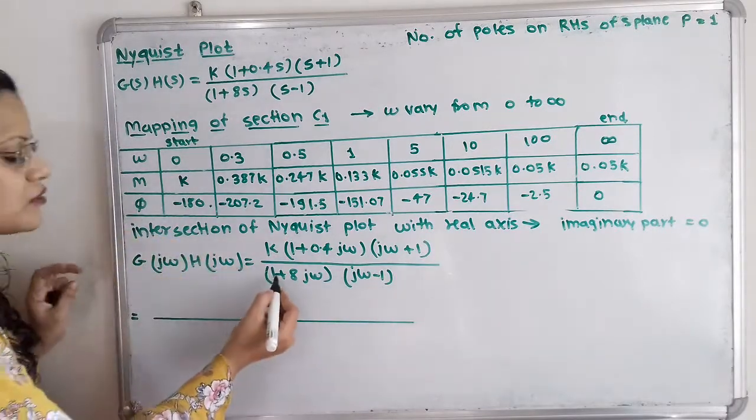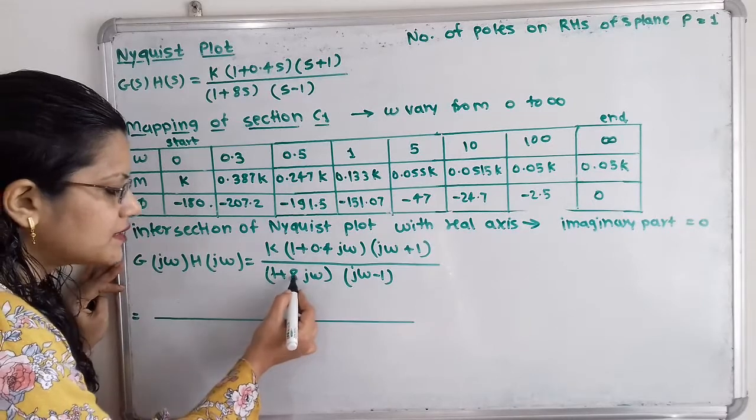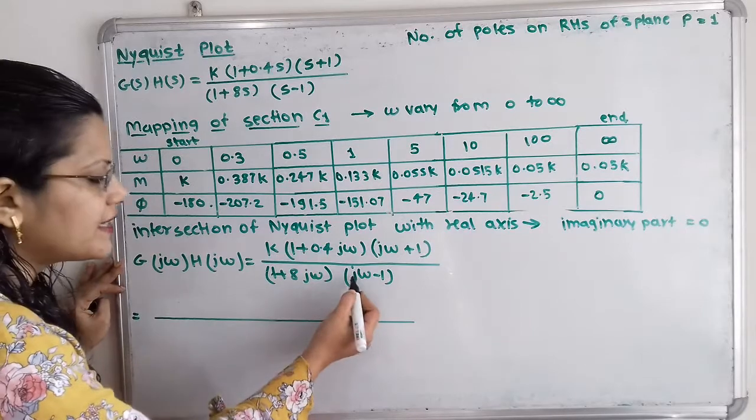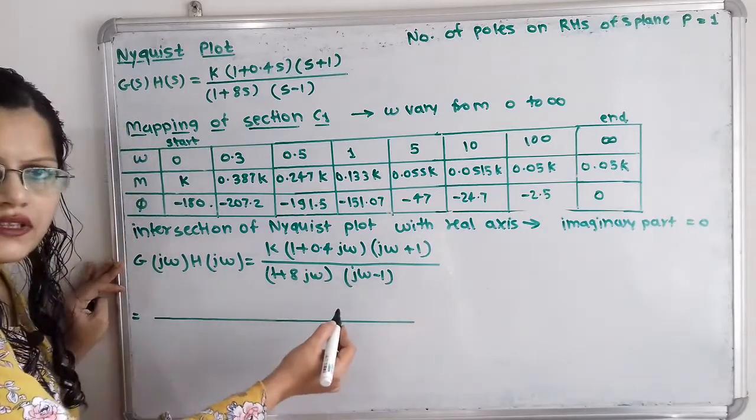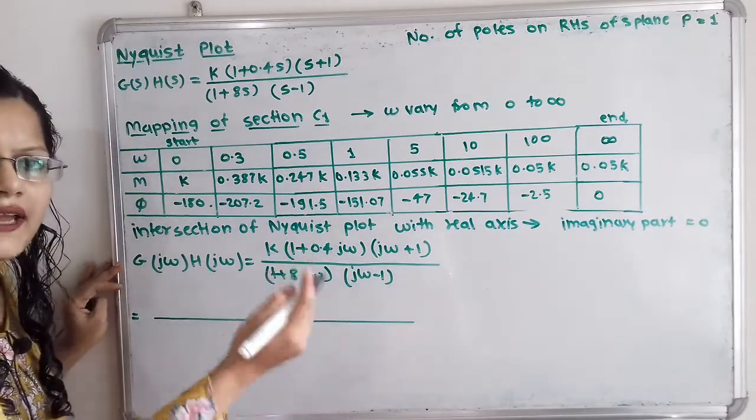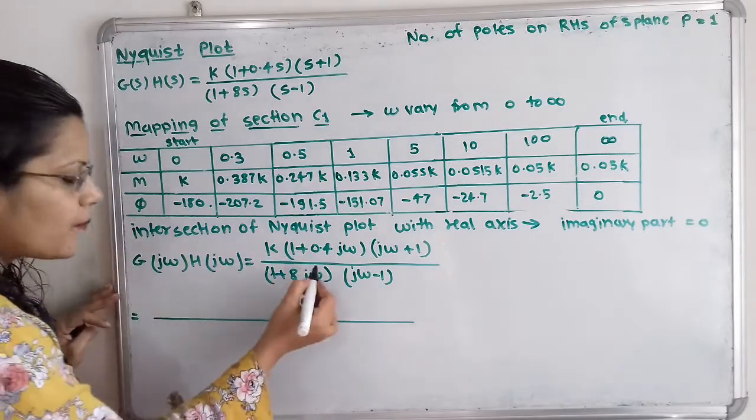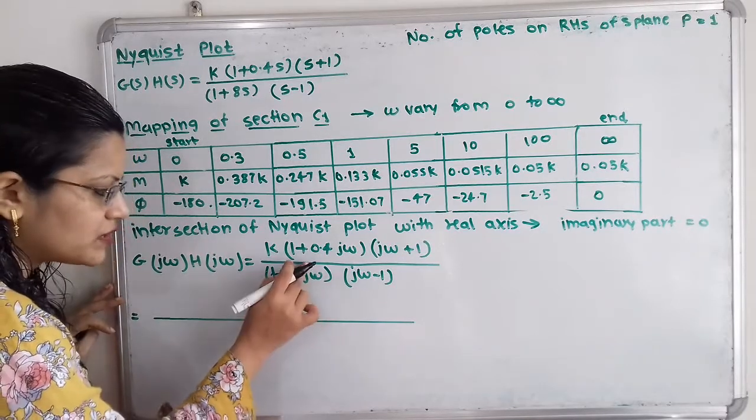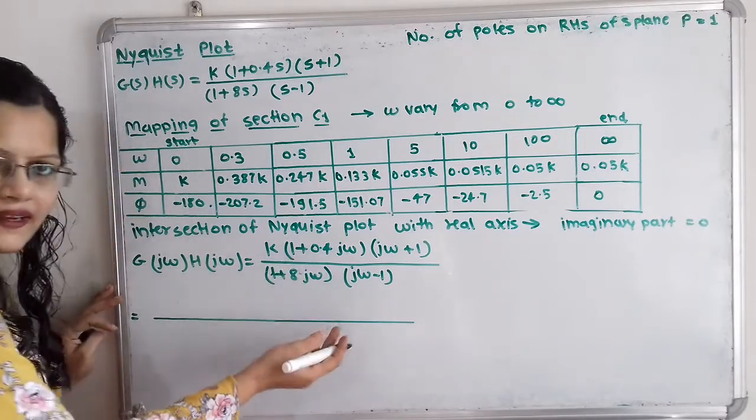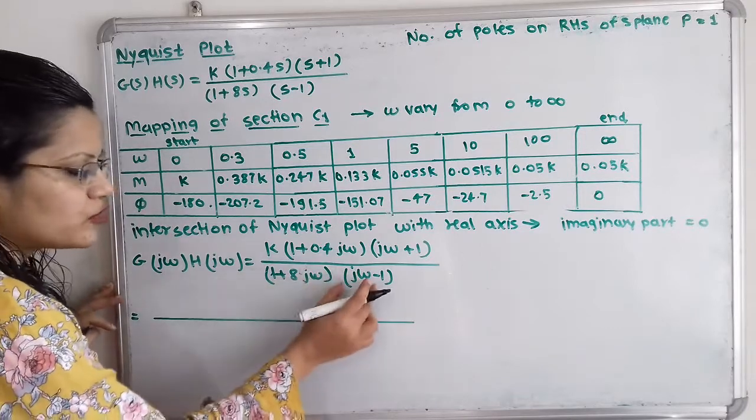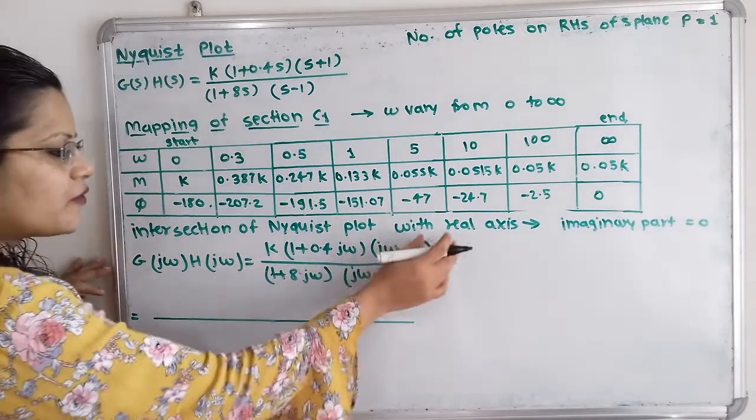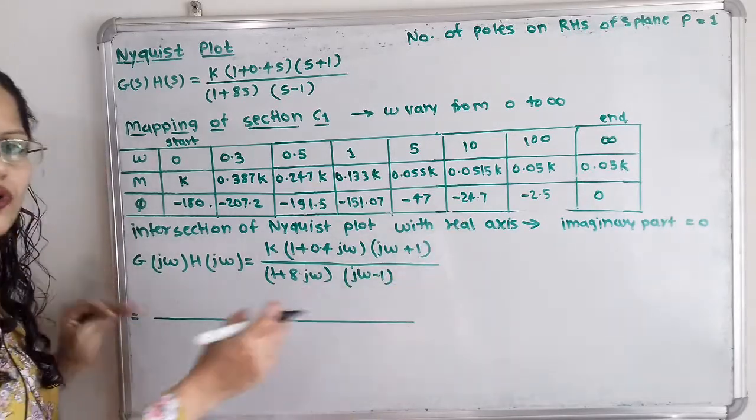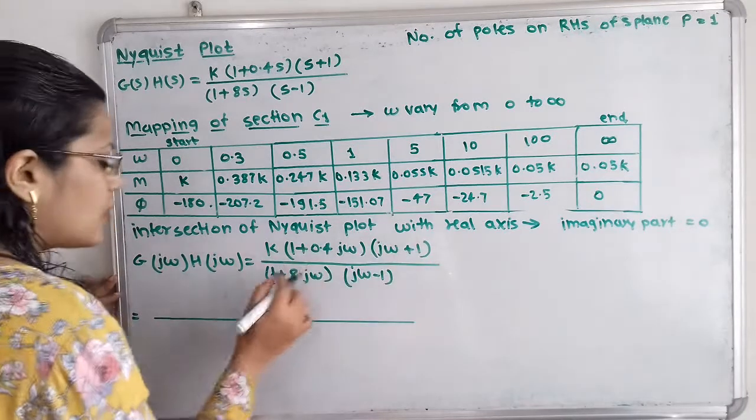So what is the complex conjugate for this 1 plus 8j omega? It is 1 minus 8j omega. And here for this j omega minus 1, it is minus j omega minus 1. So remember the complex conjugate for this imaginary part: here is the plus sign, so we have to take the minus sign for both of these brackets. From the numerator and denominator we have to take this complex conjugate number, so the total effect is getting cancelled. So how to write this?